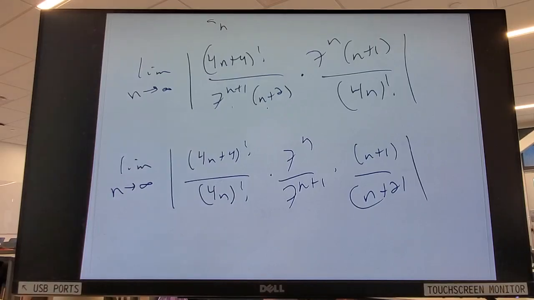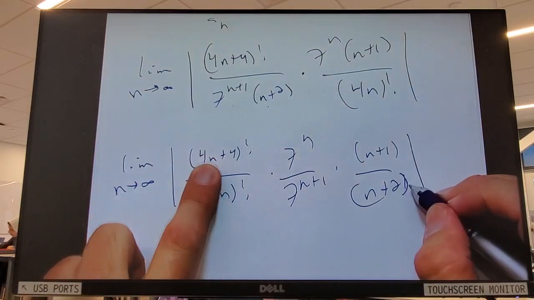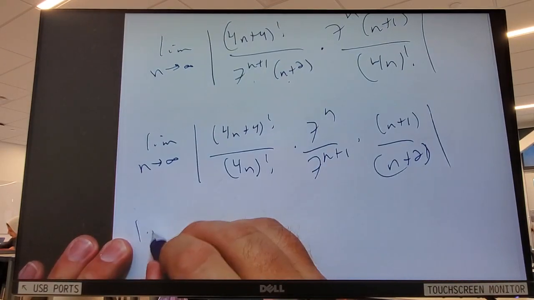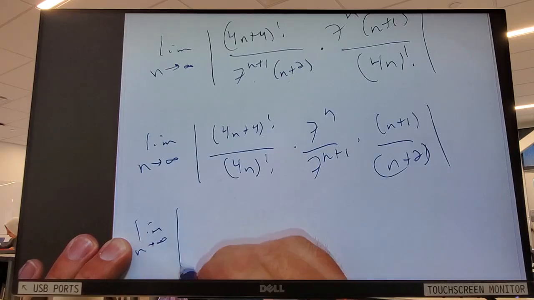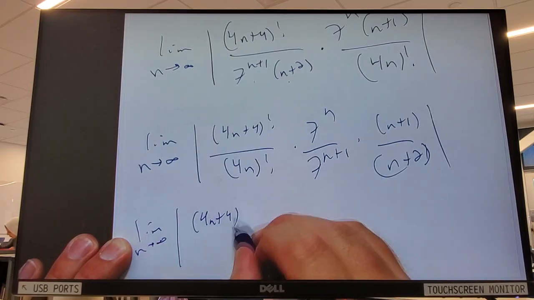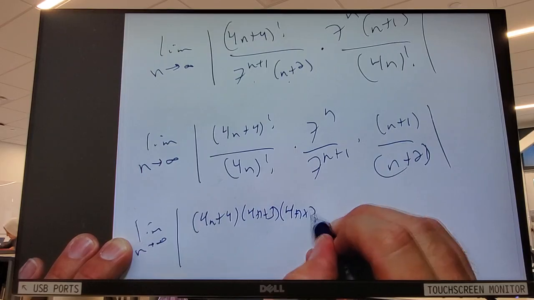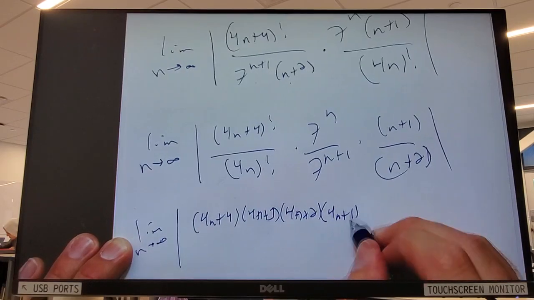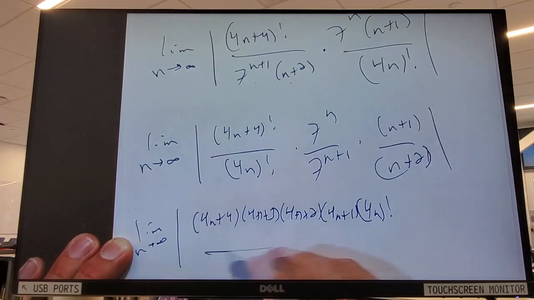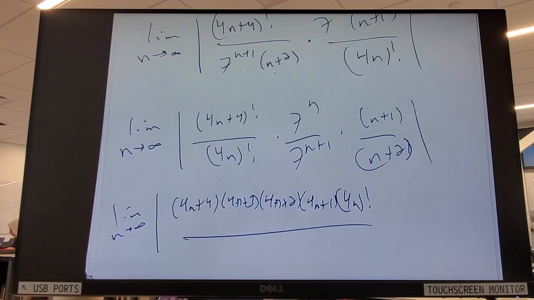How do I rewrite this top? (4n+4) times (4n+3) times (4n+2) times (4n+1) times (4n) factorial. Why did I pick 4? I don't know. Okay. The basic idea of factorial is it goes down by 1.